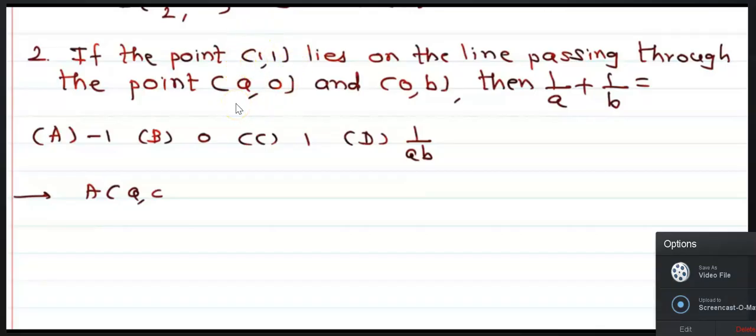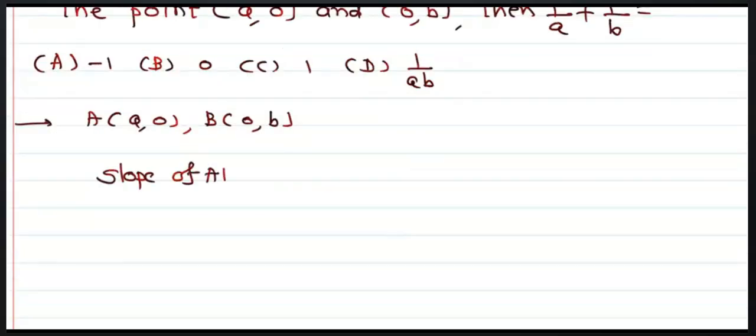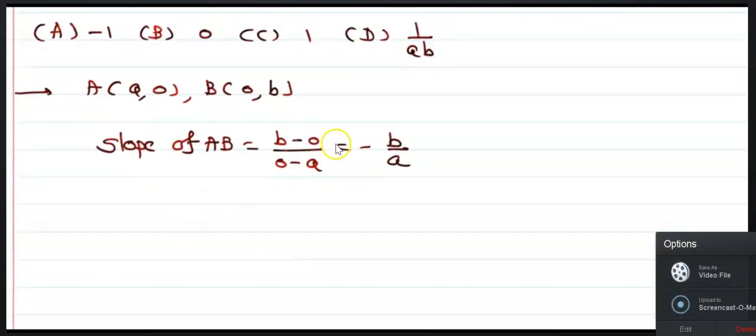Now we'll make the equation of a line which passes through the points (a, 0) and (0, b). And then substitute, that is the value of x is 1 and value of y is 1. Then we will get the required answer. Now see this. Slope of AB, again the difference of y coordinate upon difference of x coordinate. That is (b minus 0) upon (0 minus a), that is equals to -b upon a.